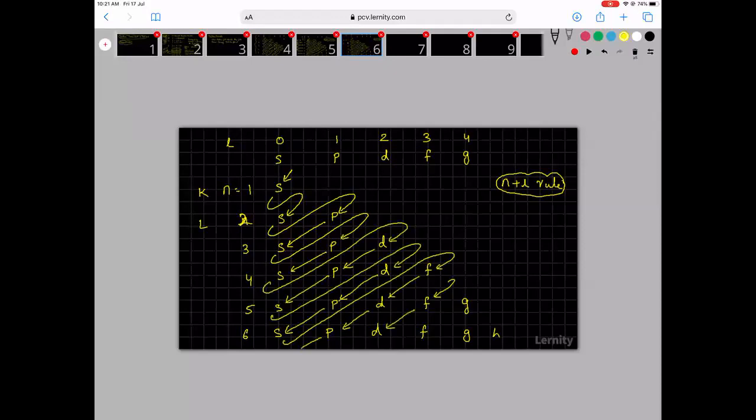Then it will go to 6D. Then it will go to 7P. Then it will go to 8S, and then again it will come this way. Okay, so this is how the electrons are filled. This is as per the Aufbau principle.